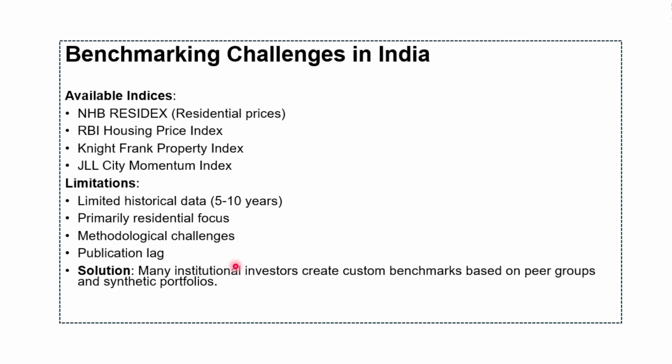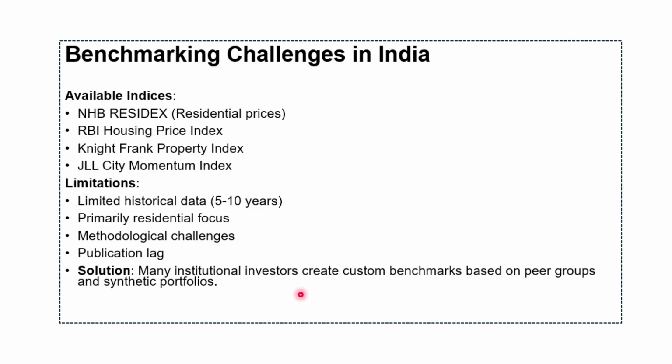Then benchmarking challenges in India. Available indices include NHB Residex, that is residential prices, the RBI Housing Price Index, the Knight Frank Property Index, and the JLL City Momentum Index. Now there are limitations. The limitation is that they include limited historical data.